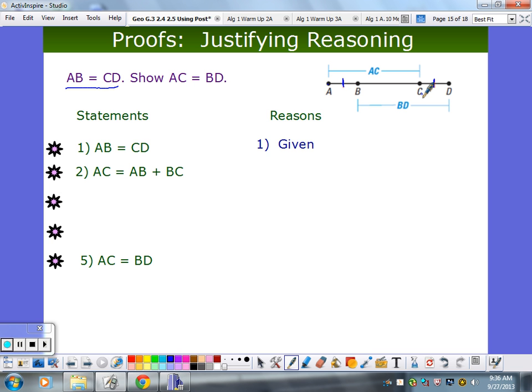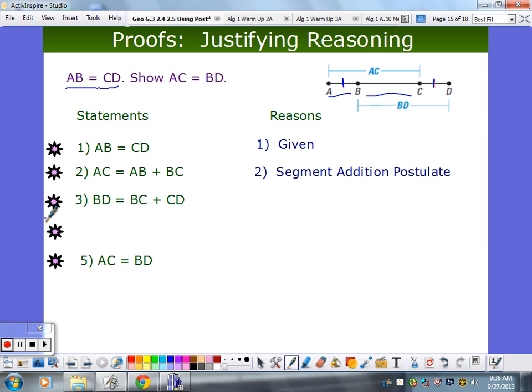Yeah, so which one is that? What question says I can do that? Segment addition, right? Remember the segment addition postulate? If you have two pieces, AB plus BC, you get the whole thing. So the reason I can say that statement is because of the segment addition postulate.